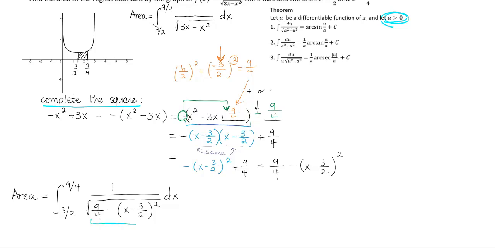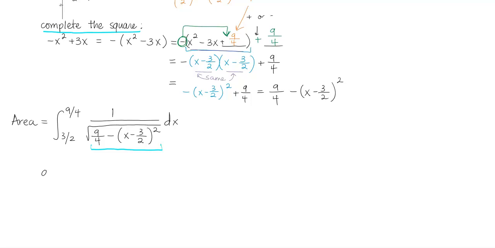And with this 9/4 minus x minus 3/2 squared under the square root, that looks most like our arc sine version, where we have a squared minus u squared. Remember that a should always only be a number. So that suggests that our a squared is 9/4, so that our a is 3/2, and our u is x minus 3/2, so that our du is simply dx. So now we're ready to rewrite our integral with our substitution.